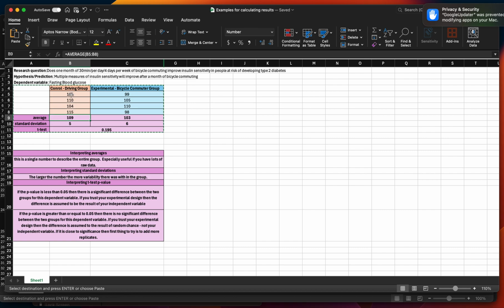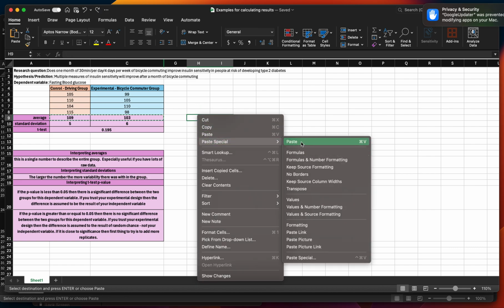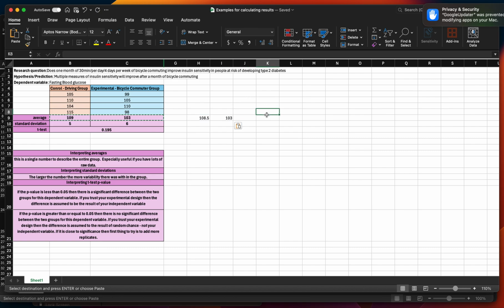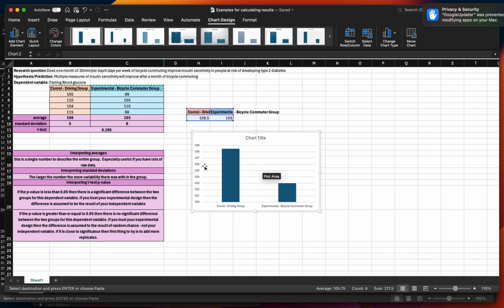Let's do averages. So for this, just quickly make a mini table. Paste my values. Paste my titles. Let's just graph our average results. Insert bar. There we go. I like that.